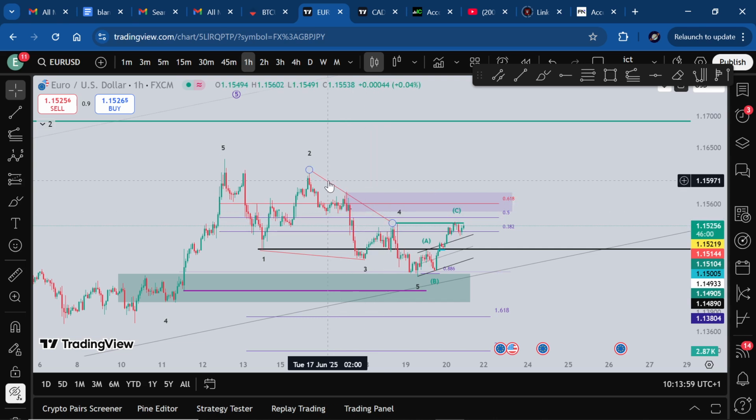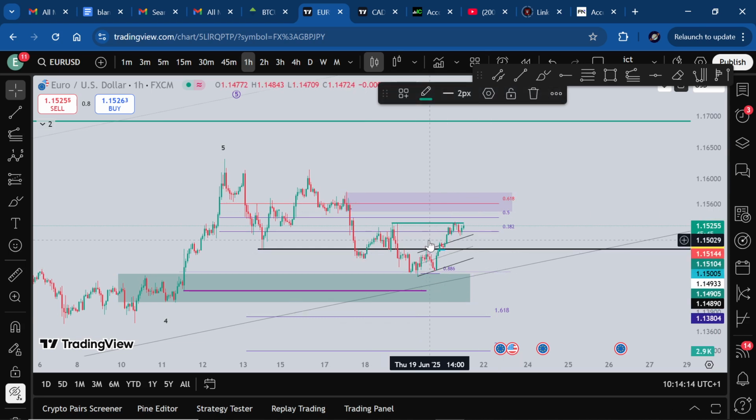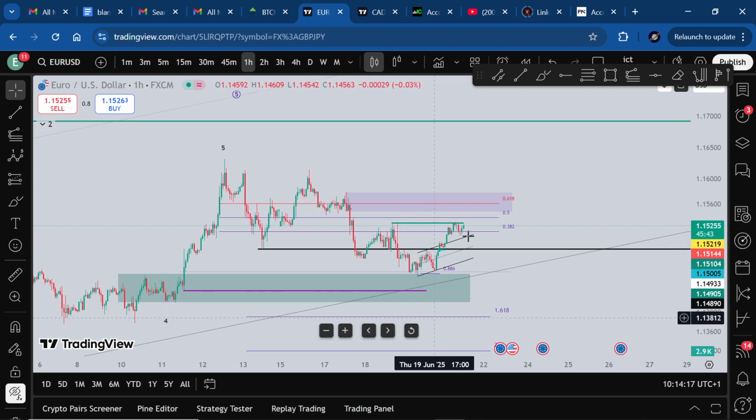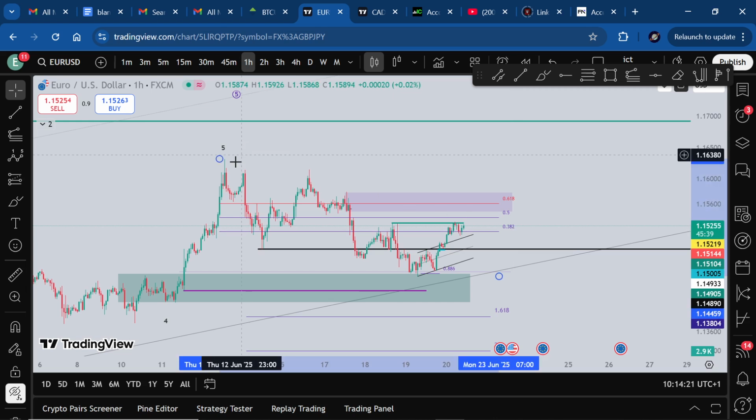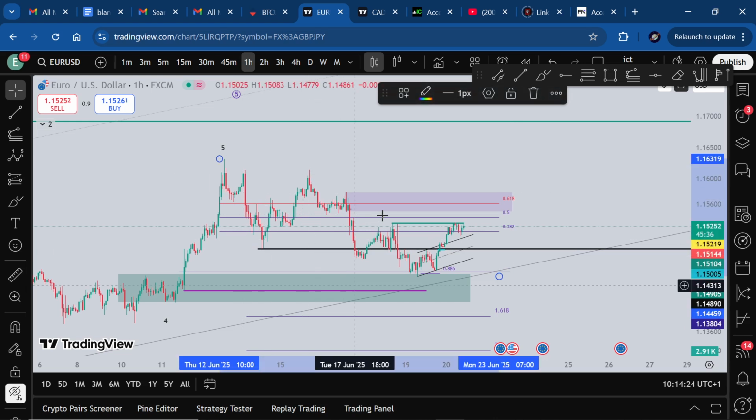So we don't need these lines for this diagonal. We don't need this line for this diagonal. We don't need the count for the diagonal. And this ABC, we know what it is, okay? It's a corrective move. We want this corrective move to finish and then drop. Now here, what I want to do, okay, I get it.